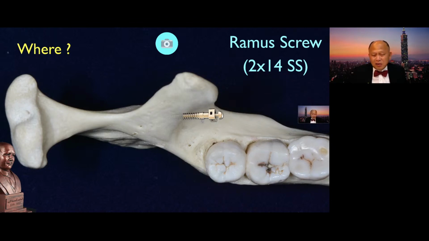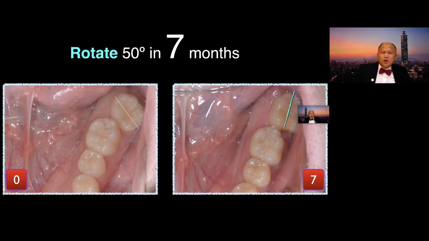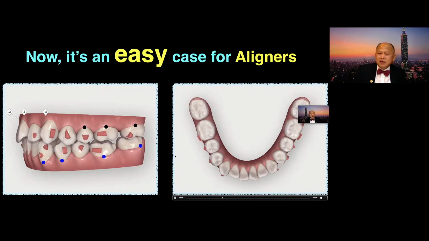People are afraid, "Oh, am I going to poke the nerve?" And the nerve is 10 miles far away. Don't worry about the nerve. Look at that. It's right here. The nerve is down below, far away. Rotate 50 degrees in 7 months. And now it becomes an easy case for the aligner.